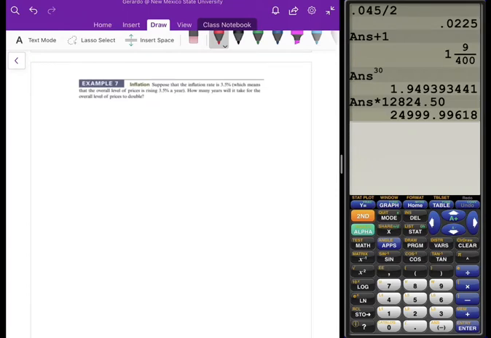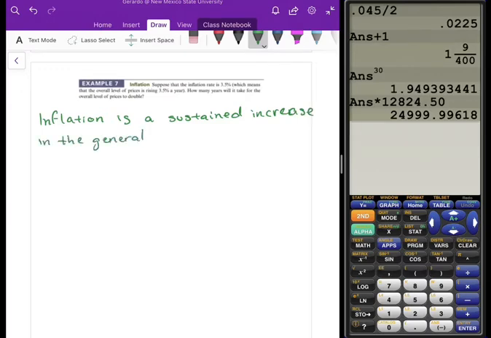Okay. What is inflation? Well, the technical term is: inflation in economics is a sustained increase in the general price level in an economy.